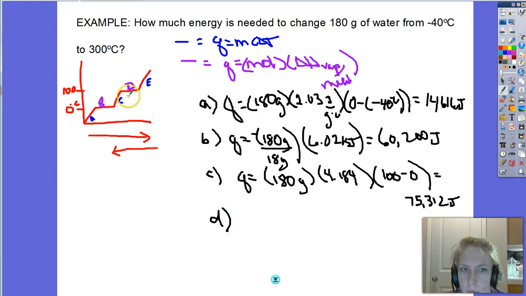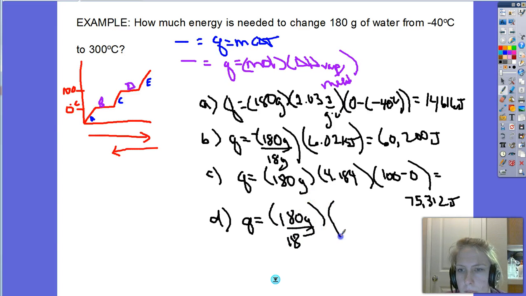Now for D, this is where we're boiling, so we're vaporizing, going to a gas, but there's no temperature change. All the energy is going to breaking those bonds. So we gotta get our moles, so just like before, times our molar heat of, this time, vaporization, because that's what we're doing, we're vaporizing, and that happens to be 40.7 kilojoules per mole. And with my conversion to joules, I get 407,000 joules.